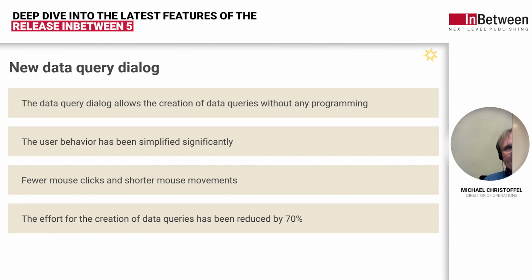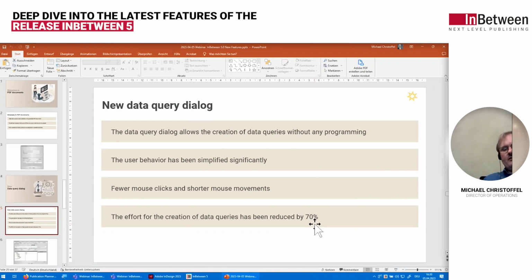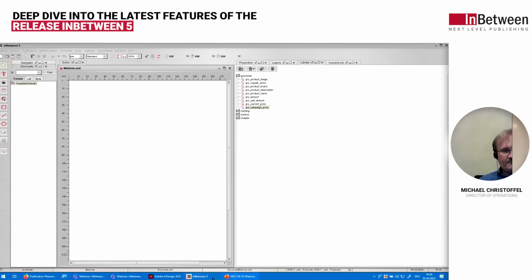We have identified what are the real steps you need to create a data query of different kinds. And we have adjusted it so that you need fewer mouse clicks and shorter mouse movements. We have calculated that we have reduced the effort, the number of clicks, to create data queries by 70%. And now I want to show you the new data query dialog.